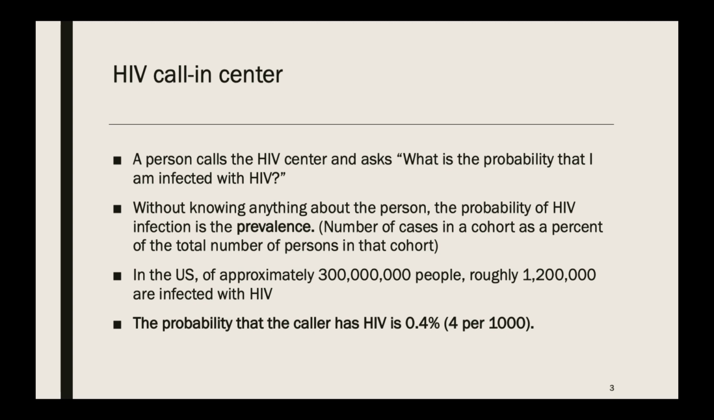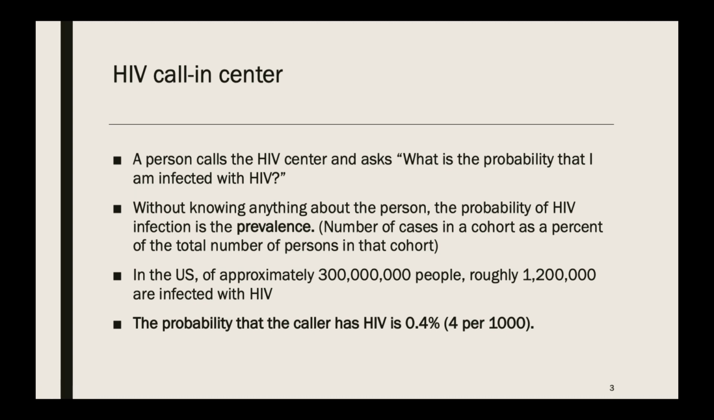Let's start with the case. Imagine you are in a call center, an HIV call center, and a person calls and asks, what is the probability that I am infected with HIV? Assume you know nothing about the person. You don't know their age, their gender, their lifestyle. And the probability of HIV would be the prevalence.